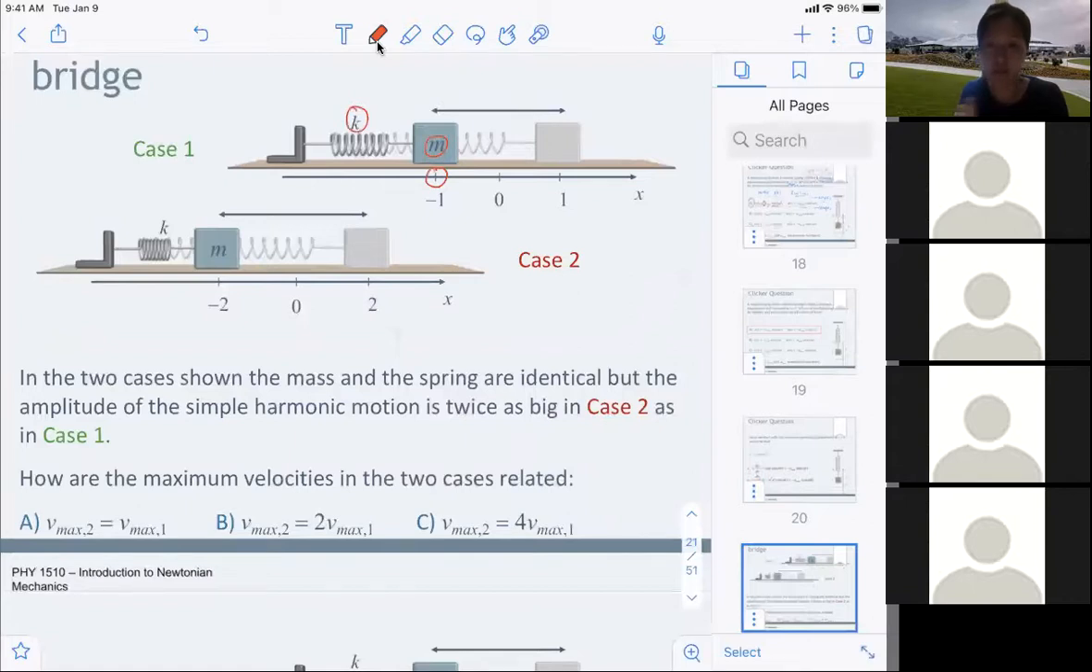So they oscillate back and forth between -1 and 1. The other one oscillates with double the amplitude, right? Much, much further in, much, much further out. So between these two cases, how do the maximum velocities compare? Do you think that the maximum velocities between them are also doubles, or maybe 4 times, or maybe one of them is half of the other?